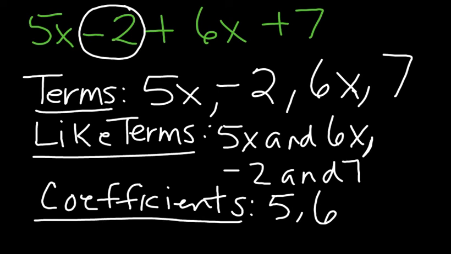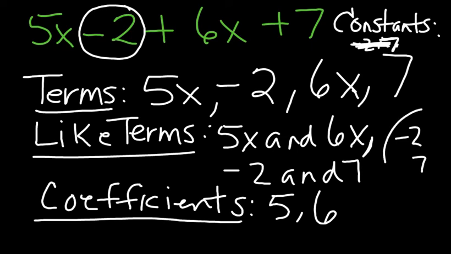Next vocabulary, I'm going to scrunch it up here at the top, is the word constant. In this expression, there are a couple of constants. Constants are the numbers that don't have an x or a y with them, no variable, they're just plain numbers. So the constants in this case are negative 2 and 7. My 7 doesn't want to write. I'll try again. I'll write it down here. Negative 2 and 7. Those are the constants.